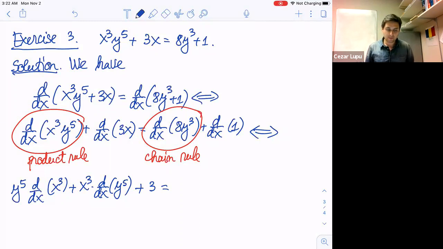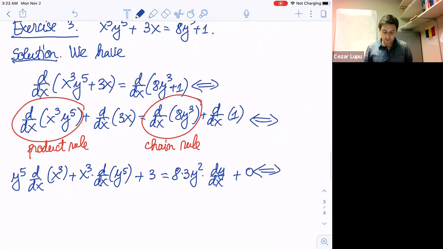So if we look at this, we will have 8 times 3y squared times dy over dx, plus, and now the derivative with respect to x of 1 is 0. So this would be equivalent.